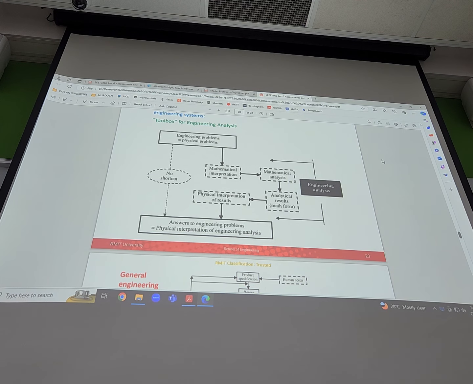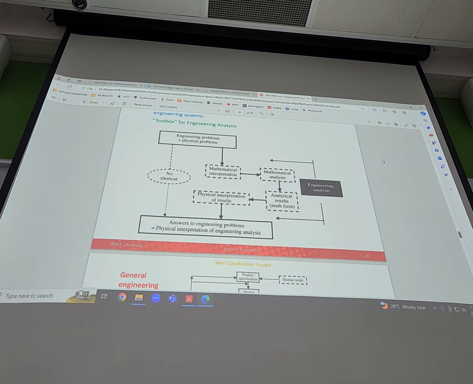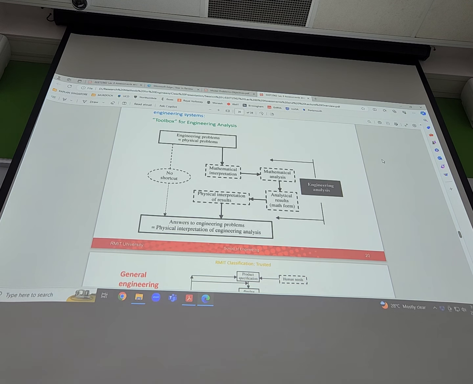Okay, so in a flowchart we can see basically the engineering problems. There's no shortcut directly to solve your problem. So you can't solve a problem directly, no shortcuts. So you have to do a mathematical interpretation. You need to come out with a mathematical model, okay?